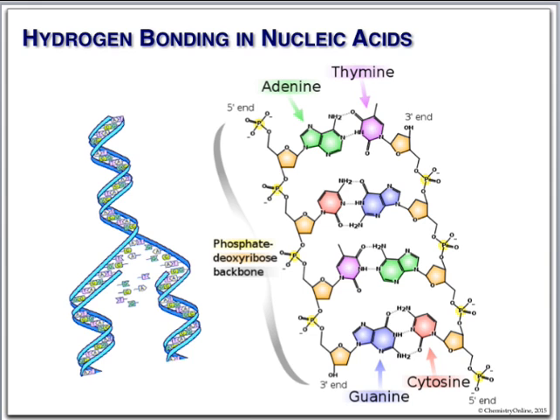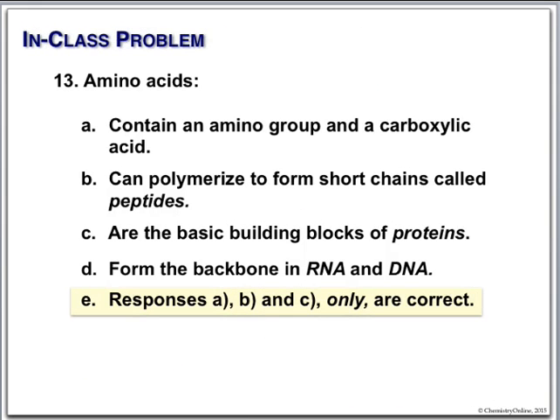So, going back to our question, they contain an amino group and a carboxylic acid. They can polymerize to form peptides, and they are the basic building blocks of proteins. However, they do not exist in RNA or DNA.